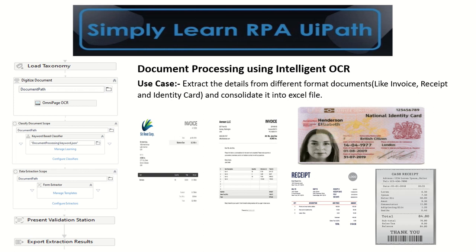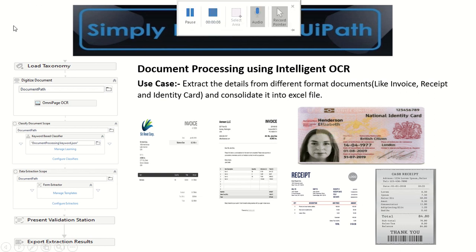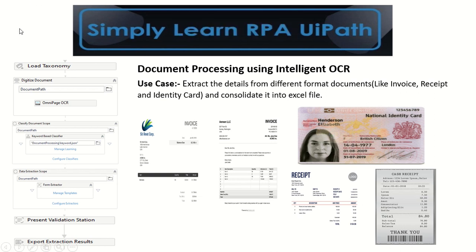Let's simply learn robotic process automation with UiPath. In this video, we will see document processing using Intelligent OCR. We will extract the details from different formats, documents like invoice, receipt, identity card, and consolidate it into the Excel file. So as you see in this picture, we have a different format of invoice, we have different format of receipt, and we have a different format again, identity card.